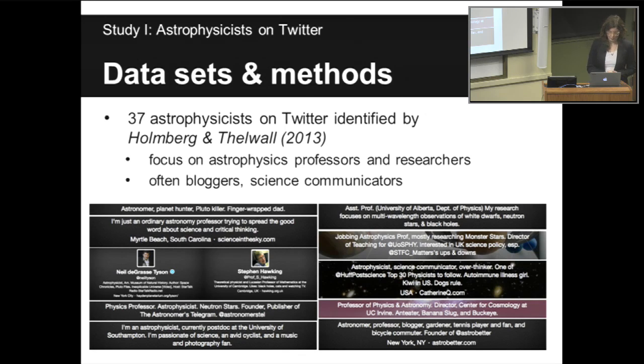So we took a sample of 37 astrophysicists that were previously selected by a study by Holmberg and Thelwall. And the main focus was on astrophysics researchers and professors. But some of them, or a lot of them, actually also were bloggers, science communicators. So they were very much involved with social media. And I just copy and pasted some of the profile descriptions, and I'm pretty sure that a lot of you will recognize some of them. So basically, we had 37 people who we could identify as astrophysicists.